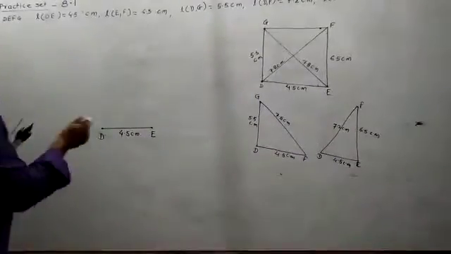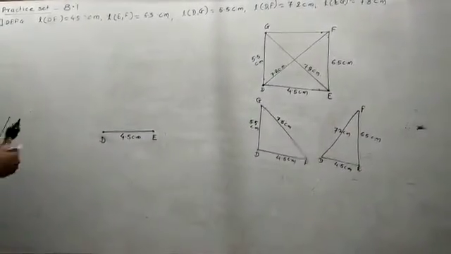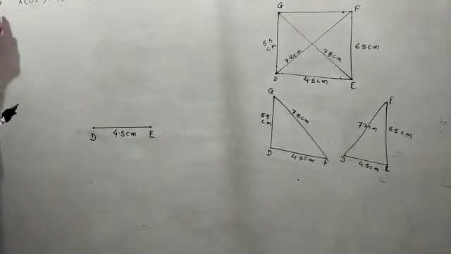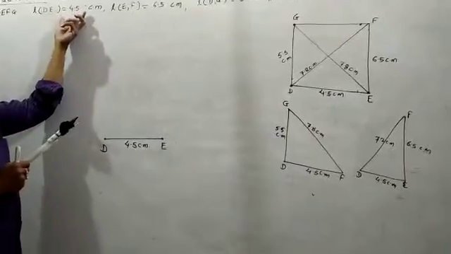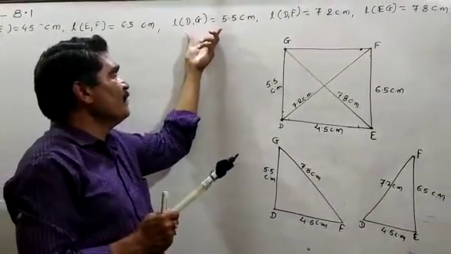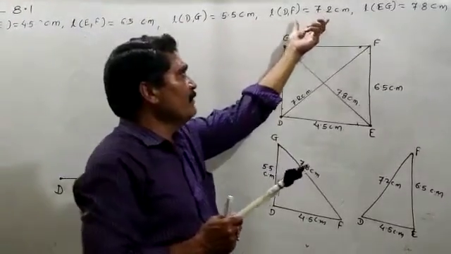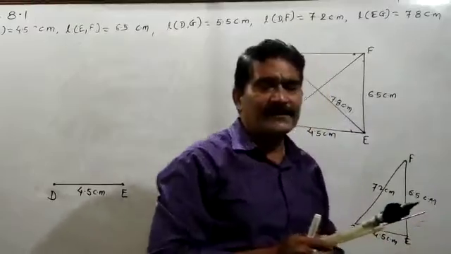To start with, practice set 8.1, question number 2. You have to draw the quadrilateral DEFG, where DE is equal to 4.5 centimeter, EF is equal to 6.5 centimeter, DG is equal to 5.5 centimeter, DF is equal to 7.2 centimeter, and EG is equal to 7.8 centimeter.